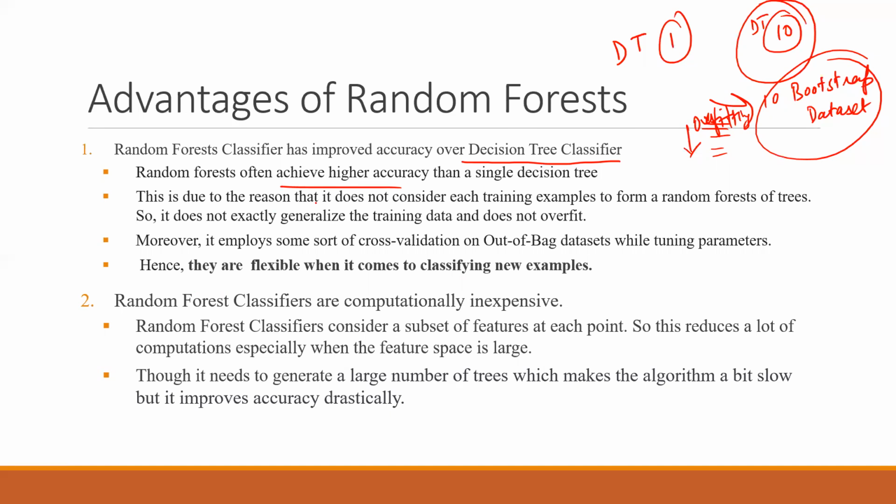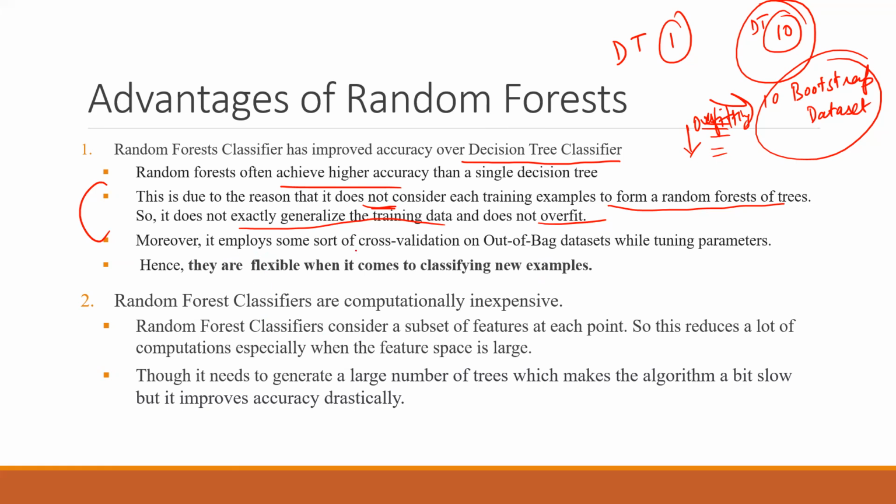So this is due to the reason that it does not consider each training example to form the random forest tree. So it does not exactly generalize the training data and does not overfit. Overfitting being talked about here simply means that because you are not depending on particular features, you are not saying that I have to use all features, but randomly every time I'm given different features. So that way it will be helpful for me to make the decision in a less overfitting form.